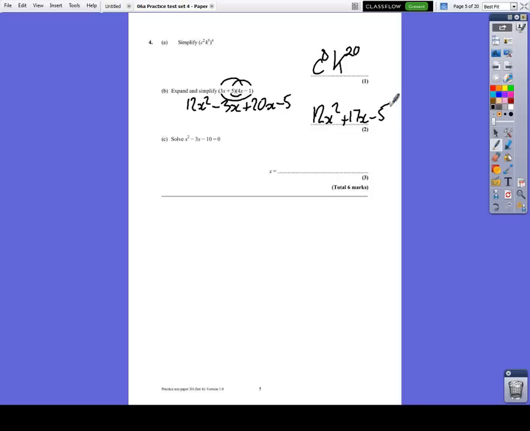Solve x squared minus 3x minus 10 equals 0. To solve a quadratic, we need to factorise that. So we're after two numbers that multiply together to give minus 10 and add together to give minus 3. So that will be minus 5 and plus 2. And then to make that equal to 0, the first bracket needs to be 0, so x would have to be 5. Or the second bracket could be 0, so x would have to be minus 2.